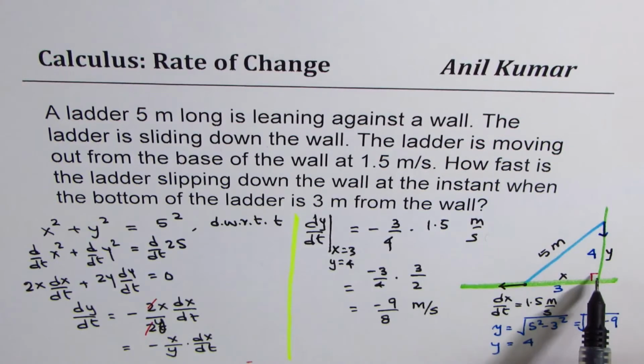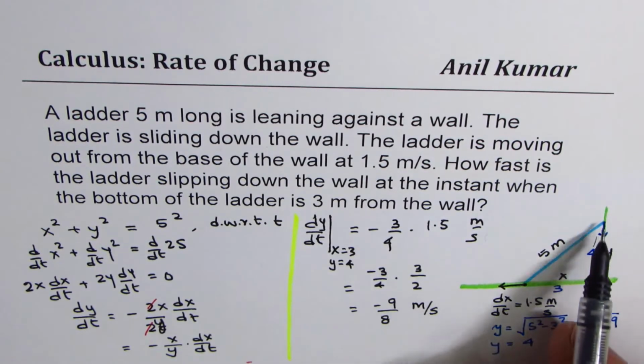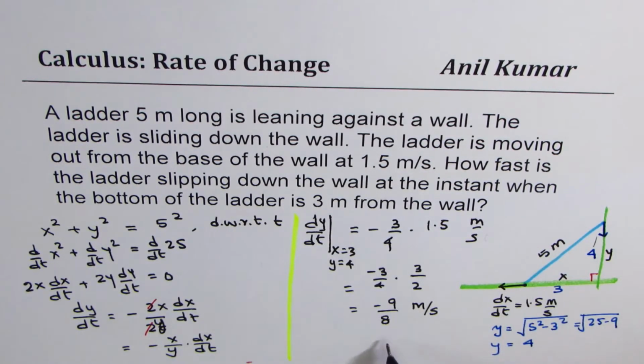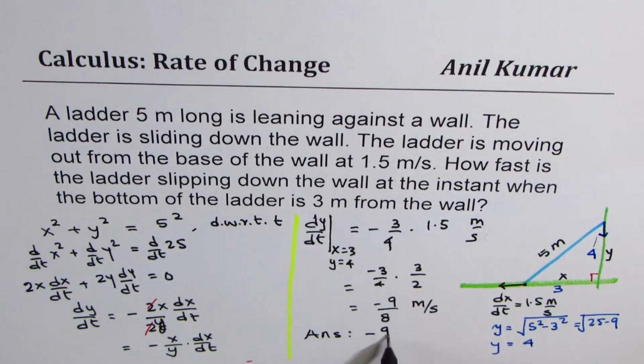So the top of the ladder is coming down, that minus means coming down, with the rate of 9/8 meters per second. Okay, so that's the answer for us. Minus 9/8 meters per second.